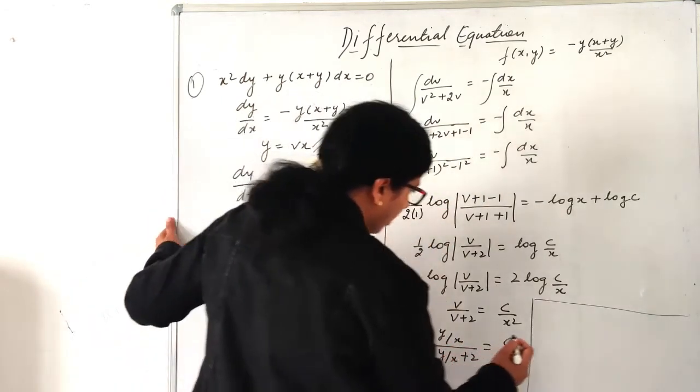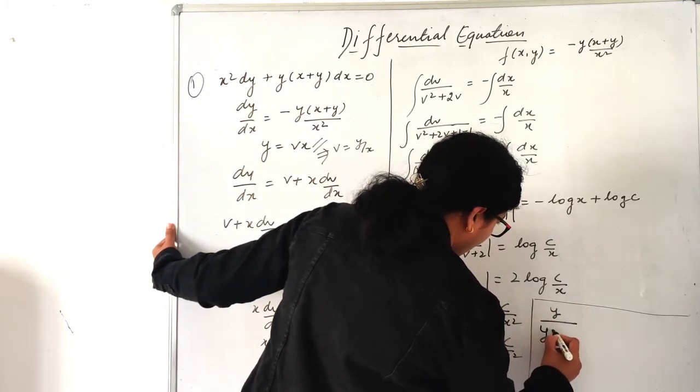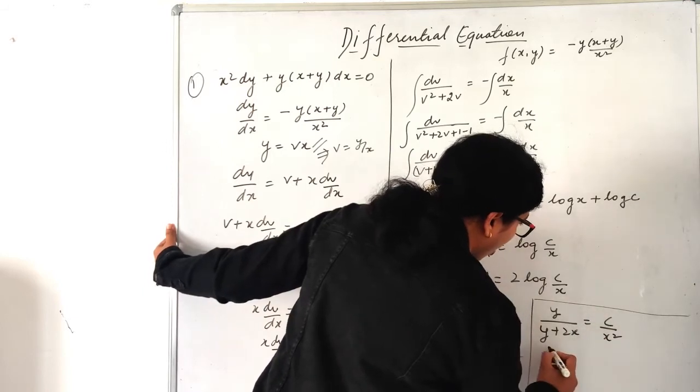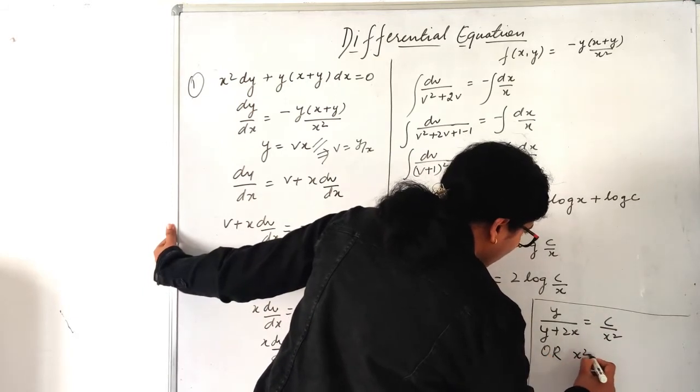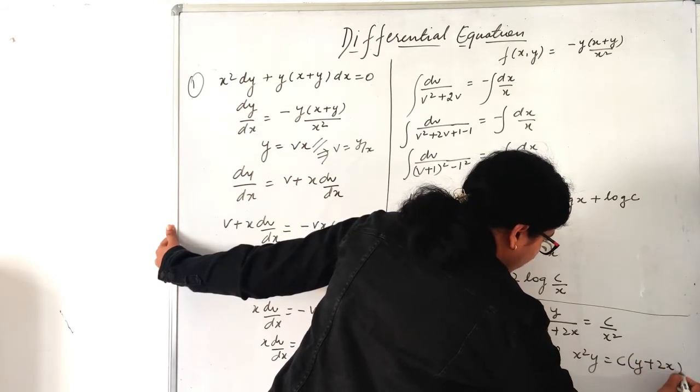So now if I solve it, what I am getting? y upon (y plus 2x) equals to c upon x square. Or I can write this as x square y is equal to c into (y plus 2x).